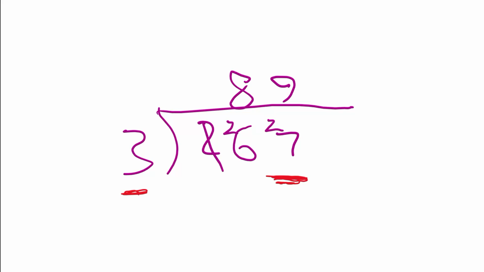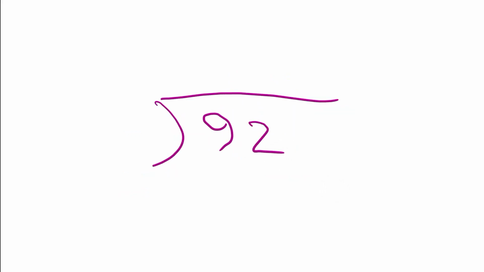Our answer is 89. 267 divided by 3 is 89. Moving on, another example. Let's have 92 divided by 4. So remember, we're going to put 92 inside this little bit of a curve and a straight line across, and then we're going to say that 92 is divided by 4. That 4 is outside there.